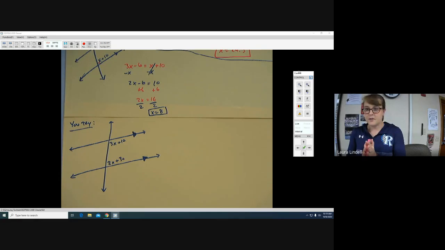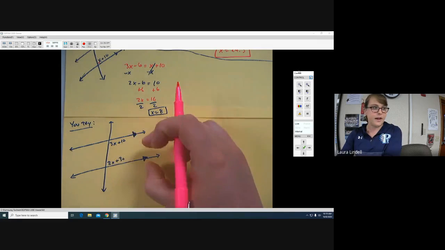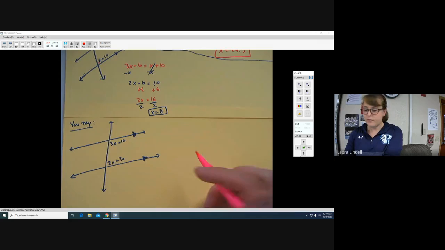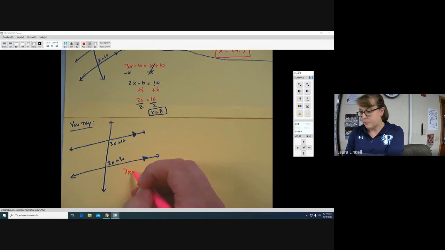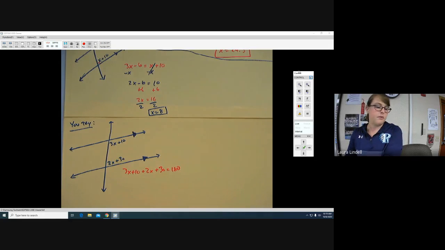So yes, adding to 180 was the correct approach here because these are consecutive interior angles. They're on the same side of the transversal and they're both inside the parallel lines. So 3x plus 10 plus 2x plus 30 equals 180 if you set up that equation, or the reverse of that, 2x plus 30 plus 3x plus 10. That's fine too. Equals 180. Okay, so go ahead and solve that equation for x.